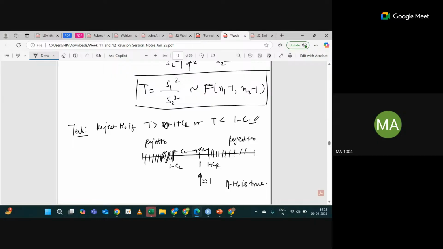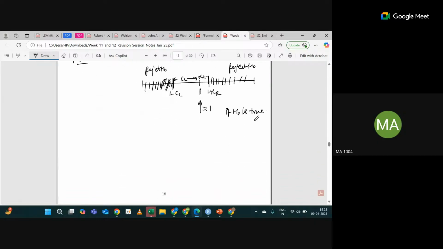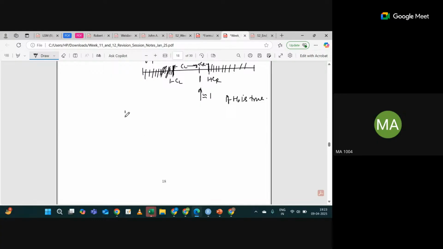So why is this the case? In the F statistic, what is the graph of the F statistic? If you see, this is not symmetric actually. The graph of the F statistic is something like this. This is not drawn well, but it is not symmetric. So suppose this is 1, somewhere here.